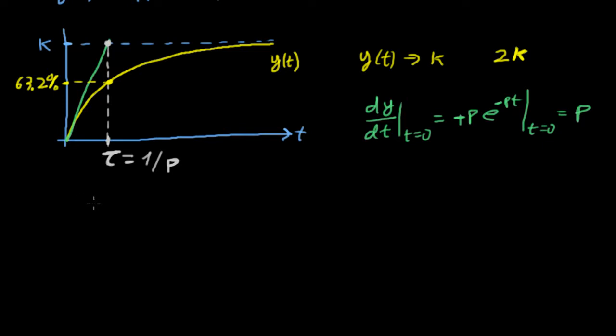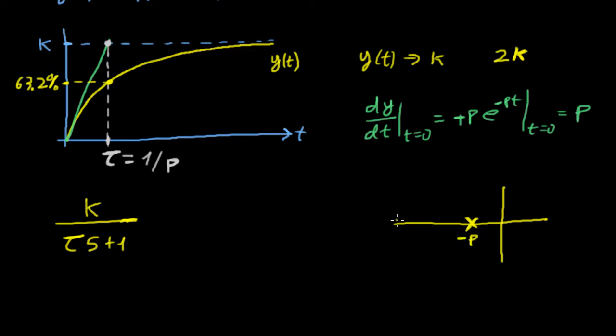And in fact, in many books you find first order systems in this form, k over tau s plus 1. I prefer to keep the 1 over p standard, but well, it is up to you. But what I want to stick in your mind is this idea of, okay, I have one pole here, minus p, and maybe this other pole here, minus p2.